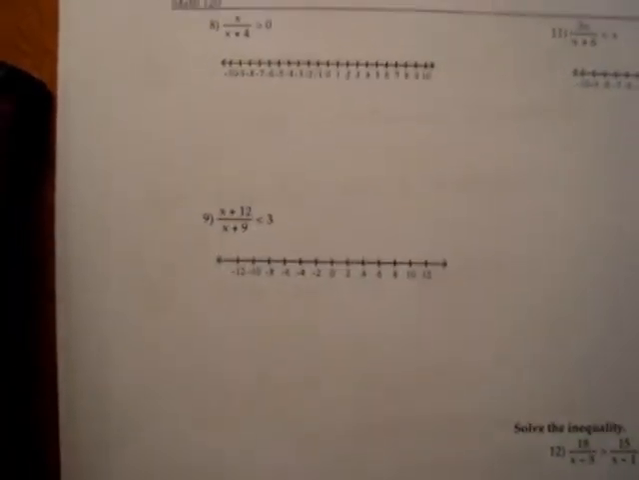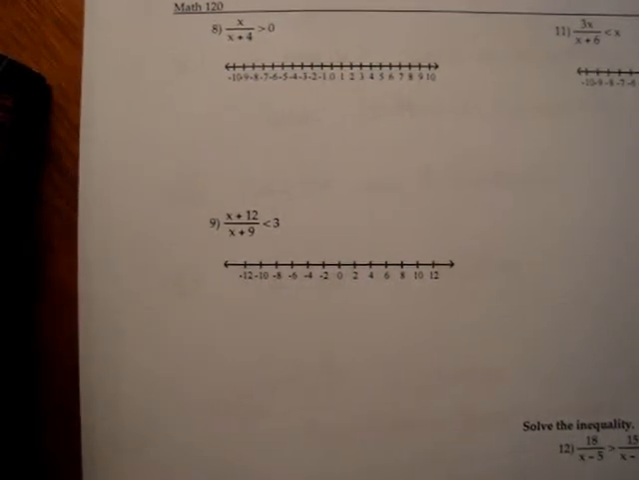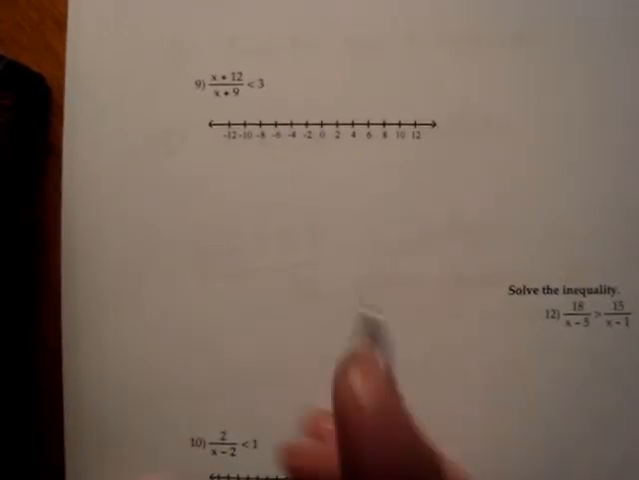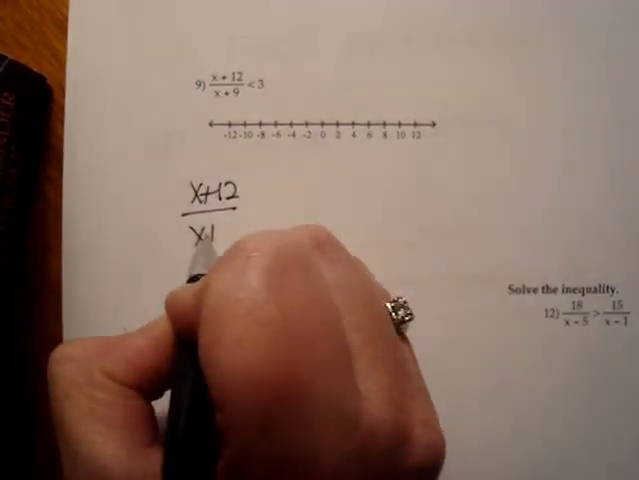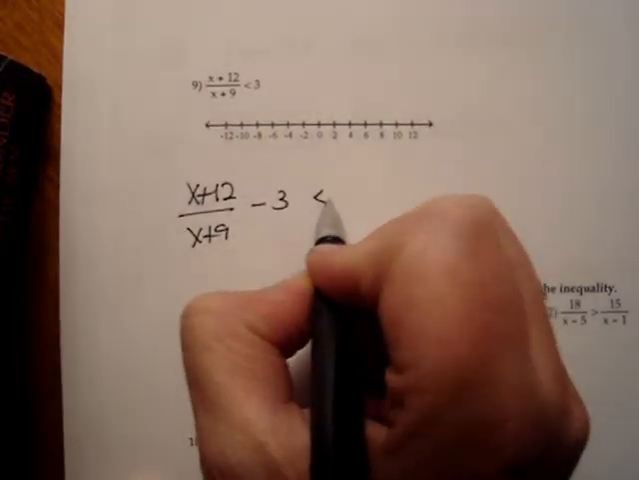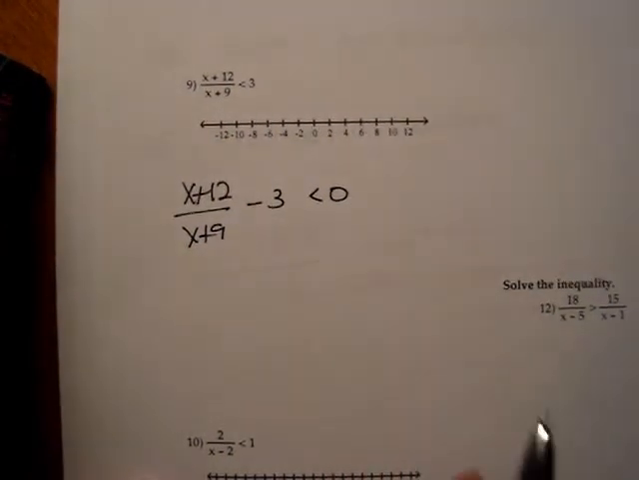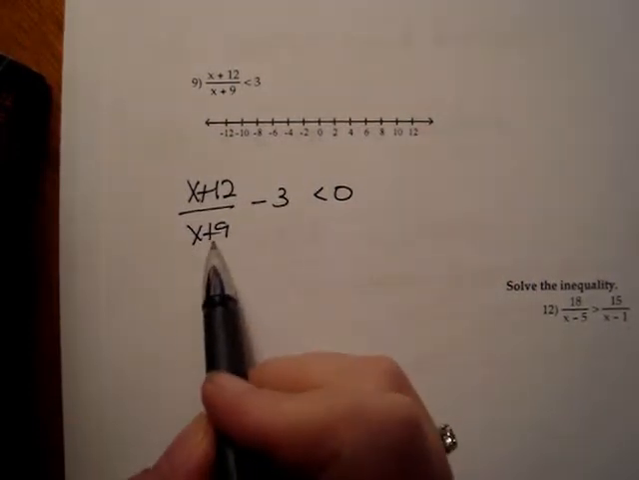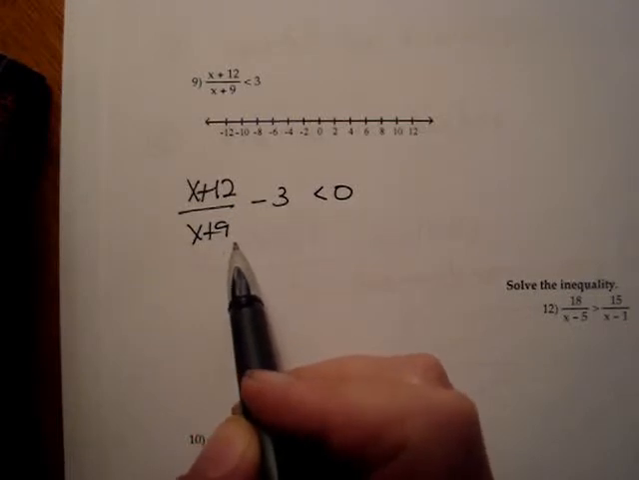Okay, so I'm looking at number 9, so if you can't read that, get out your handout and look along with me. The first thing I'm going to do is subtract 3 from both sides. So I have (x plus 12) over (x plus 9) minus 3 is less than 0. I subtracted 3 to get 0 on one side. Now I need to get a common denominator, which is going to be x plus 9, and combine it into one rational expression.